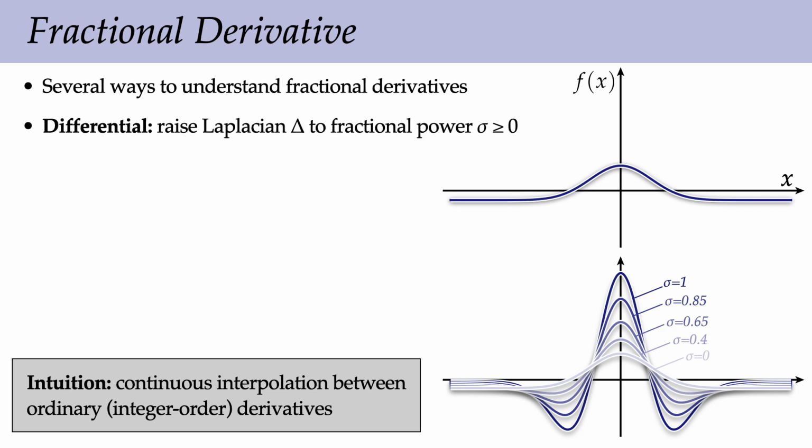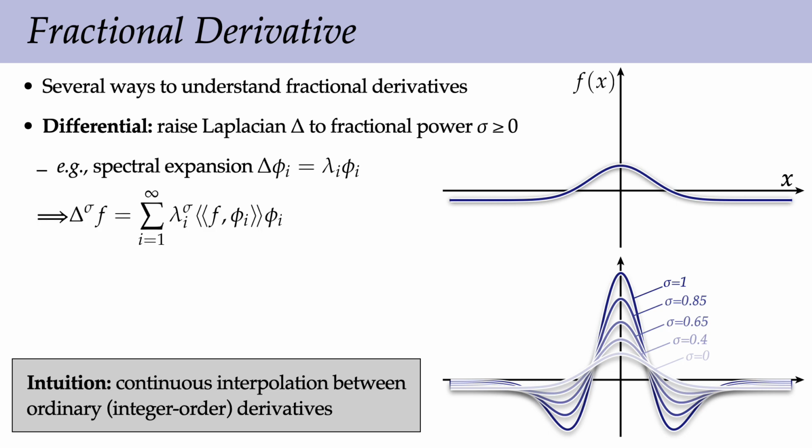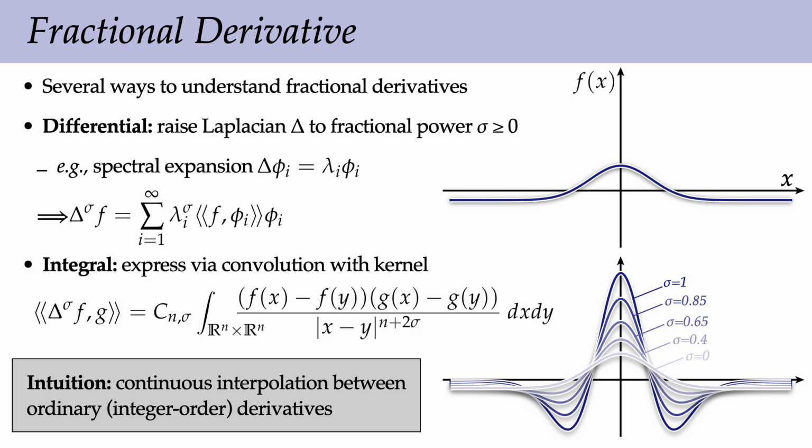More formally, the sort of differential viewpoint is that you take a standard differential operator like the Laplacian and raise it to a fractional power. So explicitly, you could do this with a spectral expansion where phi I are the eigenfunctions and lambda I are the eigenvalues. And then to apply a fractional Laplacian, you just raise each eigenvalue to a fractional power. The integral viewpoint is that the fractional Laplacian can be expressed in terms of an integral that looks a bit like a repulsive energy. So integrate over all pairs of points in Rn the product of the difference of the functions at x and y divided by the distance raised to a fractional power.